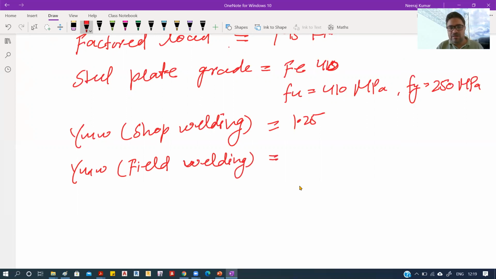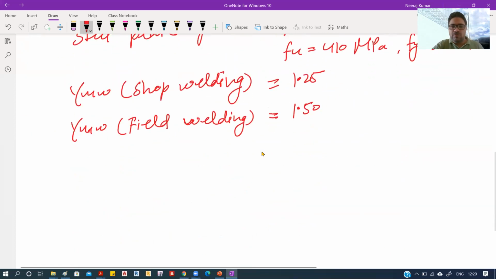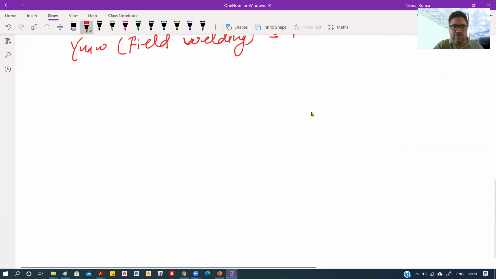Then in this case, gamma MW or safety factor is 1.50. Okay. So this is the data which is given here. So now, as I said, we are supposed to find out the length of weld, how much length of weld is required to carry this load. So we can find out that length using a relation.